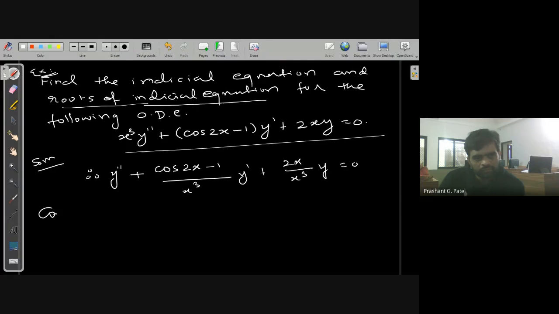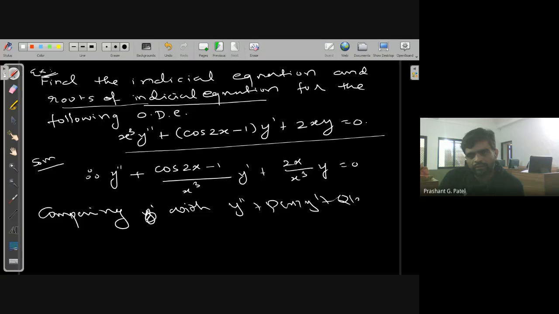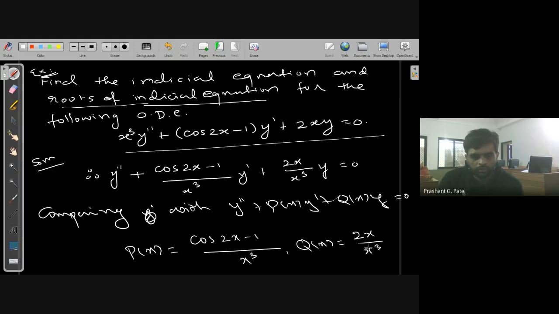Comparing with y double dash plus p of x, y dash plus q of x, y equal to 0, we have p of x equal to (cos 2x minus 1) upon x cube. q of x will be 2x upon x cube, which is 2 upon x square.